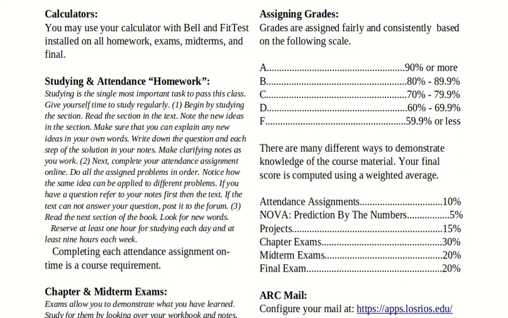Assigning grades, this is completely typical. There's nothing in that grading scale unusual. Anything in the 90s is an A, the B is an 80s, C in the 70s, you get the idea. There's lots of ways to demonstrate that you know what you're doing. The attendance assignments, taking the place of homework, are 10% of your score. A lot more work than that, but 10% seems fair as you go through that.